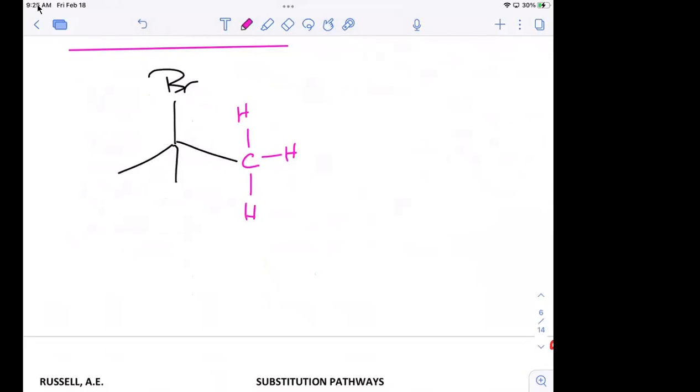All right, so the base is coming in here. This is negative, so this is giving a pair of electrons to this proton, right? It's pulling that proton off. And then at the same time, the pair of electrons between carbon and hydrogen are going here to form your pi bond. So there's a forming pi bond here.